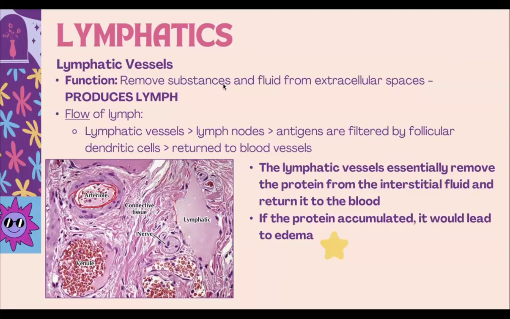Now the fluid, when it's inside the vessel, is called lymph. The way lymph flows, and we'll come to this even later, is from the lymphatic vessels to the lymph nodes. There in the lymph nodes, which are the secondary lymphatic organ, the antigens are filtered out, and then the fluid is returned to blood vessels eventually.